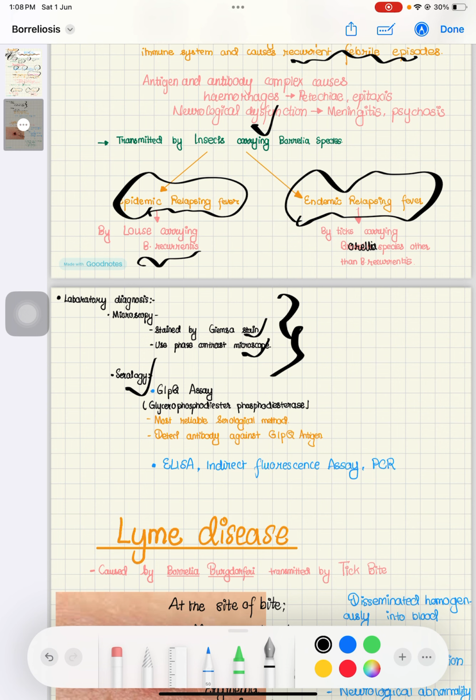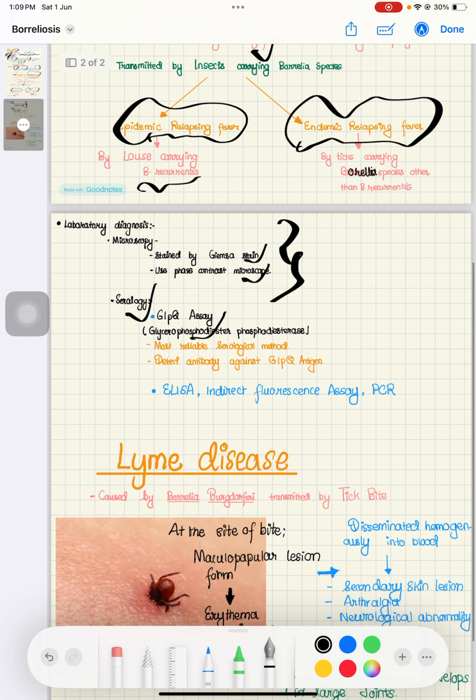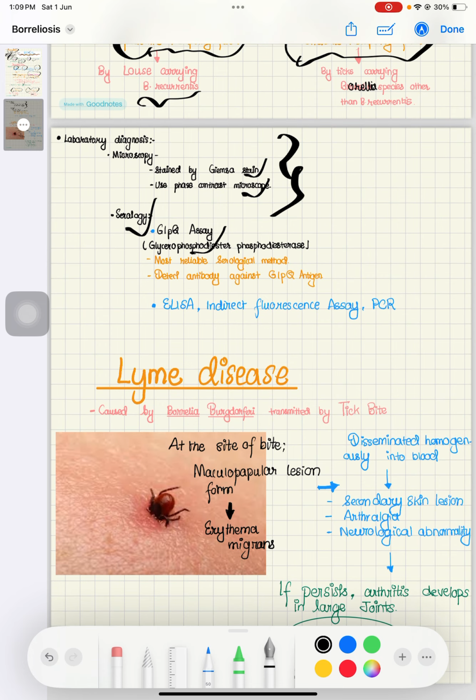About serology, the most reliable serological method is the one in which we detect antibody against glycerophosphodiesterase. Other serological tests are ELISA, indirect fluorescence assay, and PCR.